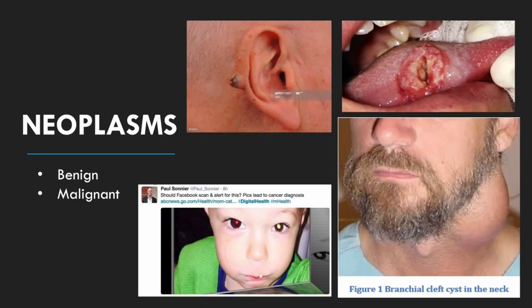Now, from a neoplasm standpoint, I am not going to cover this in depth. We're going to just skim the surface, so just bear with me. We'll get through it pretty quickly.